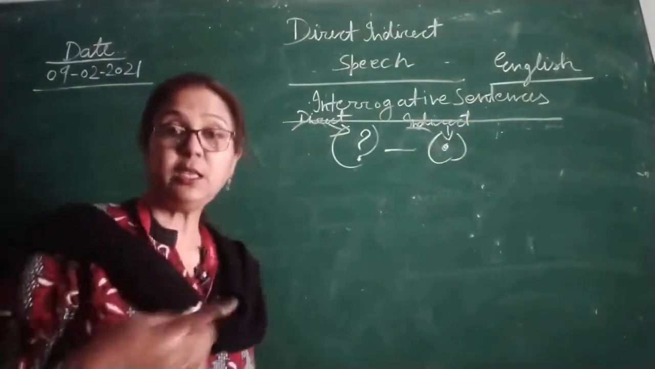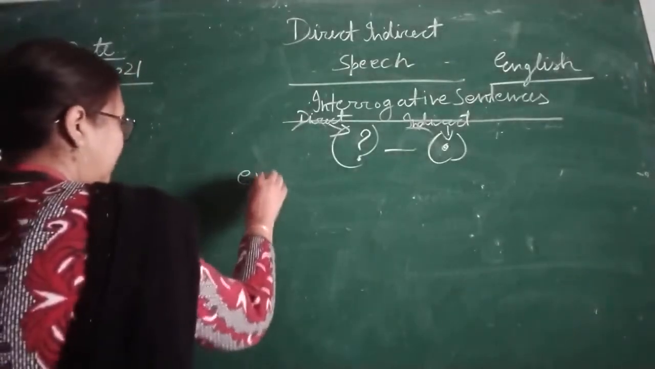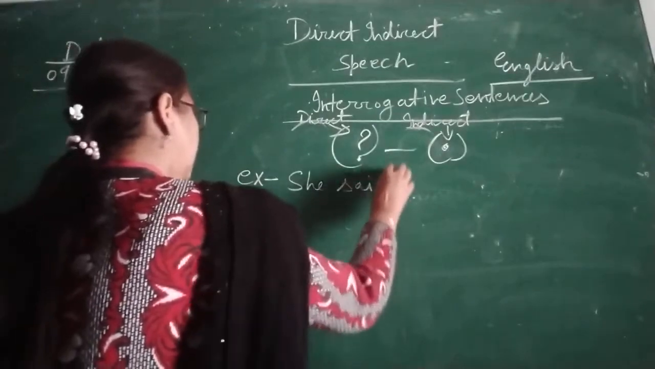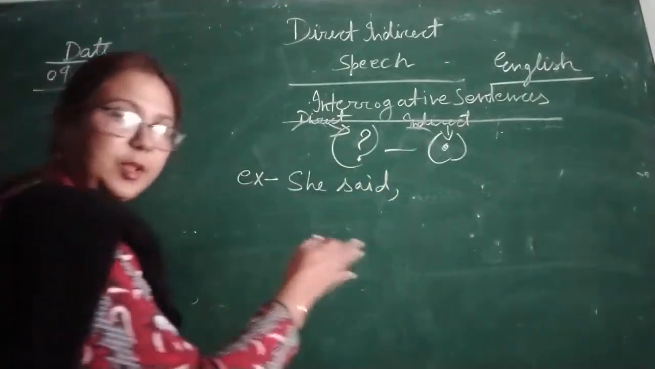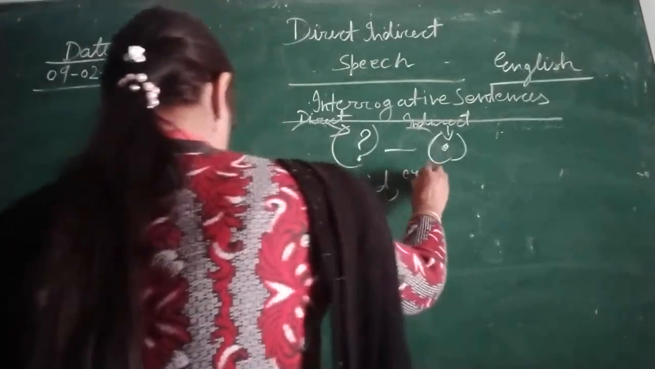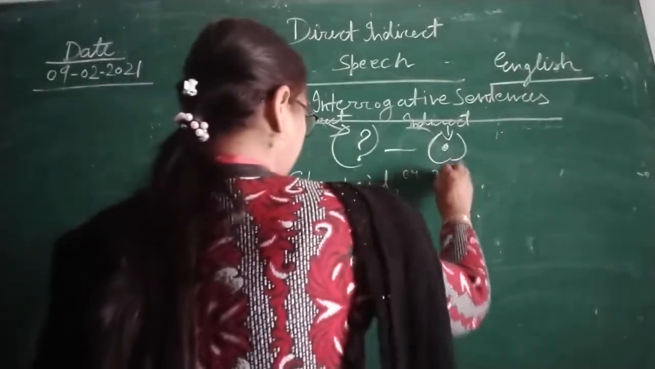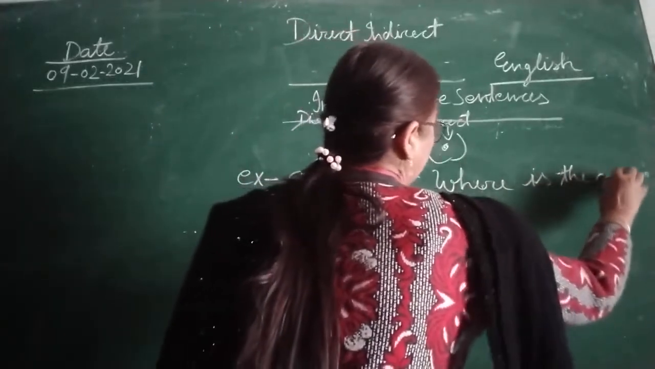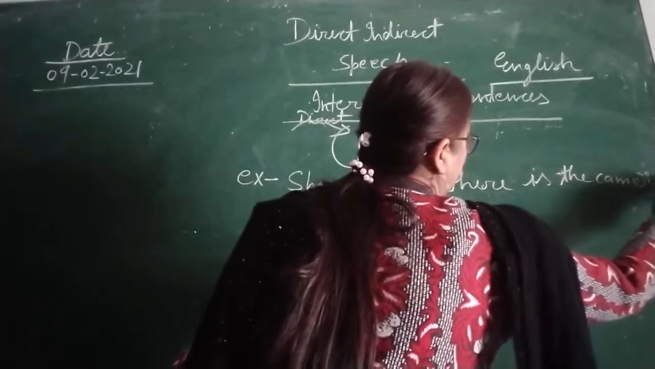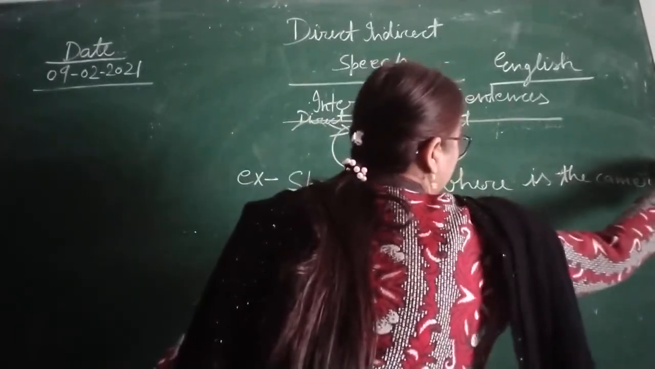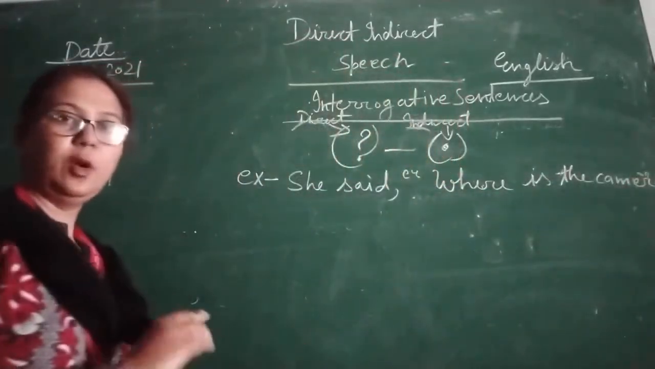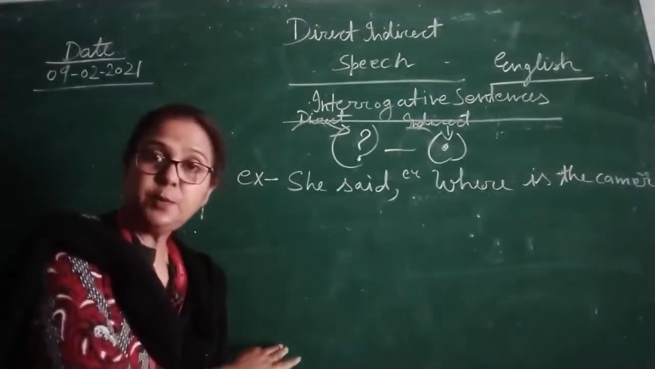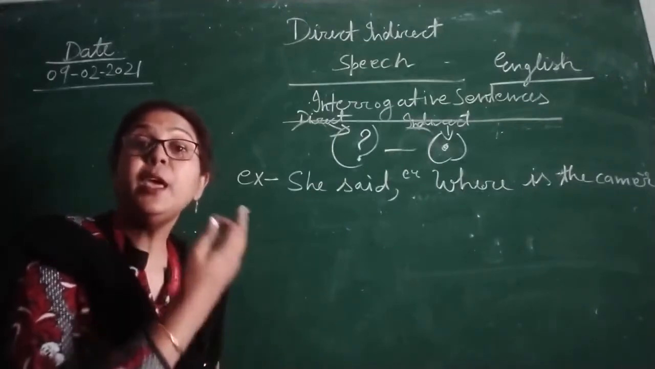So how we will change that, I am going to give you one example. She said, where is the camera? Okay, the question mark will be there and the inverted comma closes. Now, how will we write it in indirect speech?